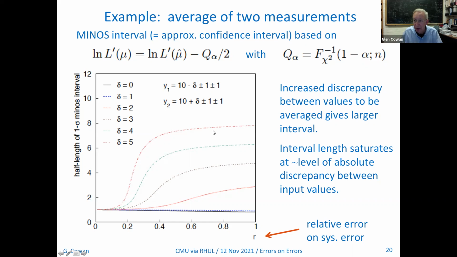So this turns out to be important for the type of analyses that we do. It very often happens that we need to average two numbers which appear to be quite inconsistent.